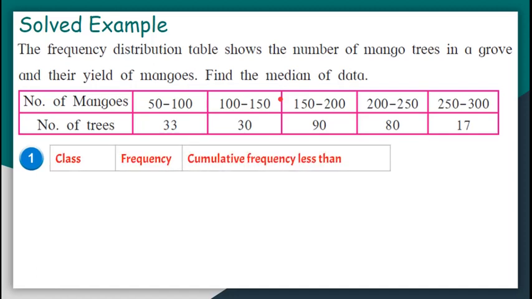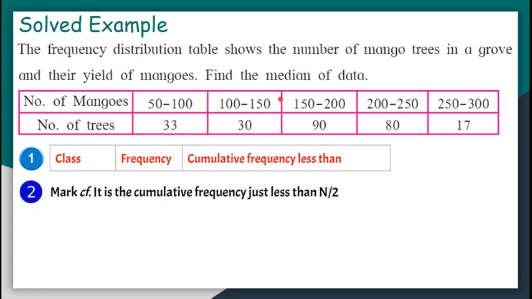So the first step is to draw the table. So you are going to draw this table. After drawing the table and finding the n, you will see what is n by 2. और जो भी cumulative frequency n by 2 से कम होगी, you will mark it as CF. You can write down the steps so that it's important. You can keep it in your notebook.